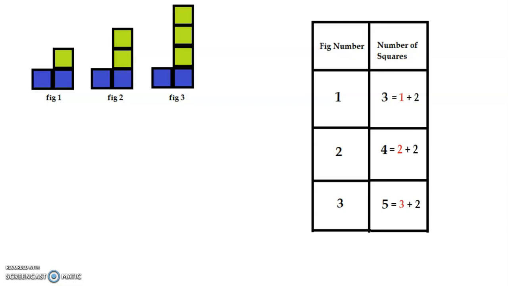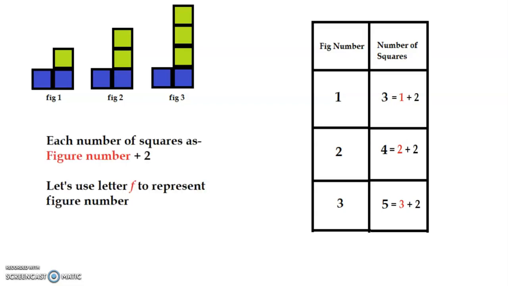Now here you can see we are adding plus 2 each time, so it's a constant here. And the numbers in red, that is 1, 2 and 3, are the same as the figure numbers. So we can see that the figure numbers, the numbers in red 1, 2 and 3, are varying. So we can say that these are the variables, and then there's a constant, that is plus 2, which is being added each time. So the expression for the number of squares is figure number plus 2.